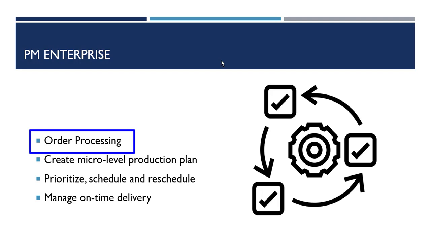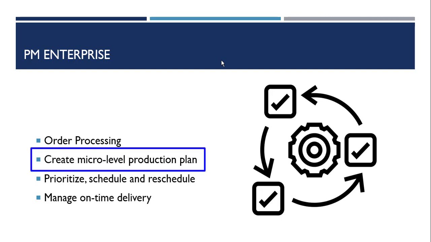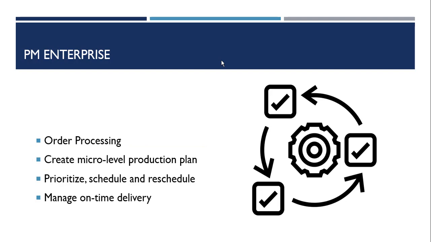Order processing. Right from the reception of order from the customer to the delivery of end product to your customer, order can be processed. Based on the process route of a product, a micro-level production plan can be generated. Examine the capacity of available resources and plan every single minute of your machine. Based on the order priority, you can schedule, reschedule and adapt to the dynamic market demand.